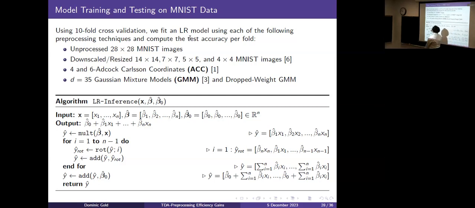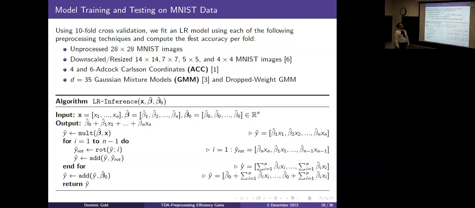So the first two are the non-TDA methods. You have the do-nothing method, which is the original 28 times 28 MNIST image. Then you have the downscaled and resized. We went all the way from 14 by 14 down to 4 by 4 MNIST images.